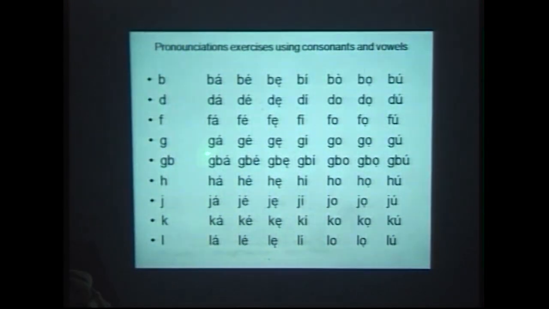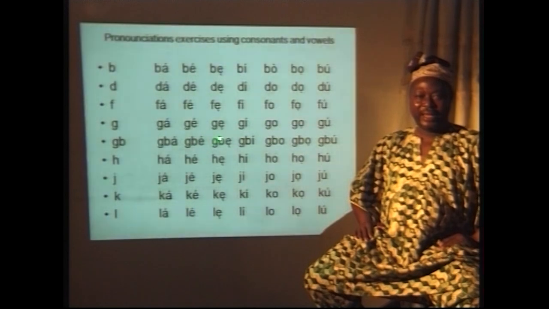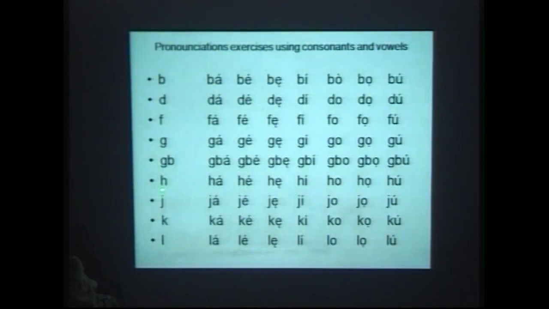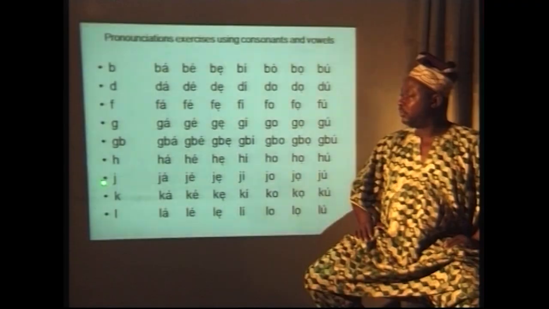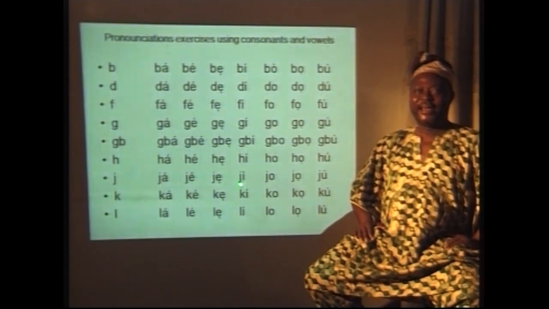G, consonant. Ga, ge, ge, gi, go, go, gu. Gb, consonant. Gba, gbe, gbe, gbi, gbo, gbo, gbu. H, consonant. Ha, he, he, hi, ho, ho, hu. J, consonant. Ja, je, je, ji, jo, jo, ju.